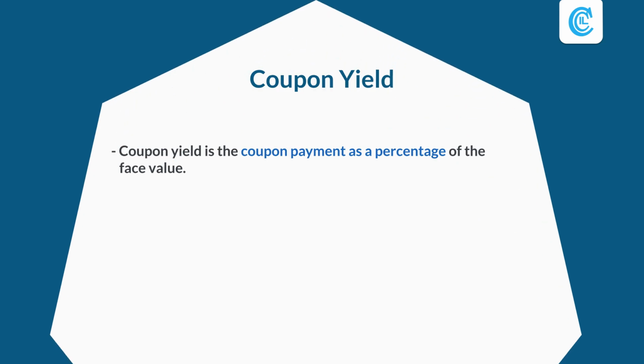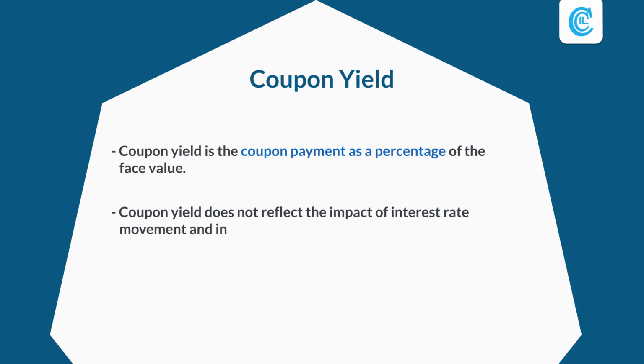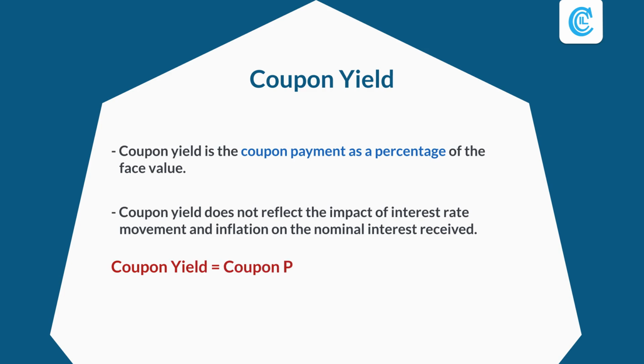Coupon yield is the coupon payment as a percentage of the face value. In other words, coupon yield refers to nominal interest or fixed return paid by the issuer. Coupon yield does not reflect the impact of interest rate movement and inflation on the nominal interest that the government pays. Coupon yield is calculated as.